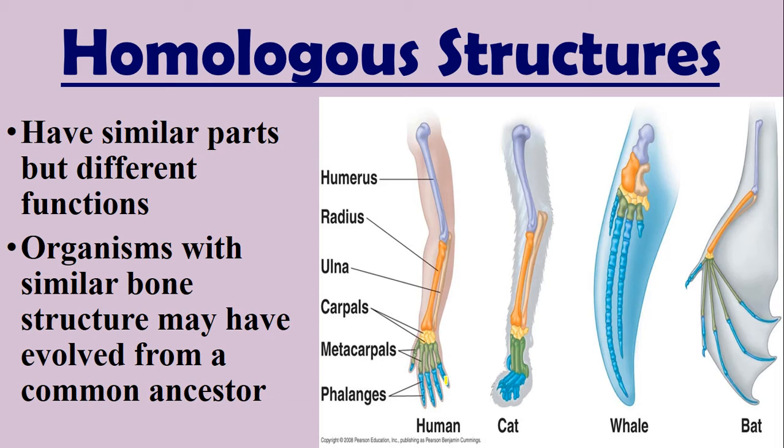Humans use it for grasping, cats for walking, whales for swimming, and bats for flying. But if you look, all of them have the humerus. They all have phalanges, but they are all shaped differently. Since they all have the same bones, it says that there once was a common ancestor between all four of them.